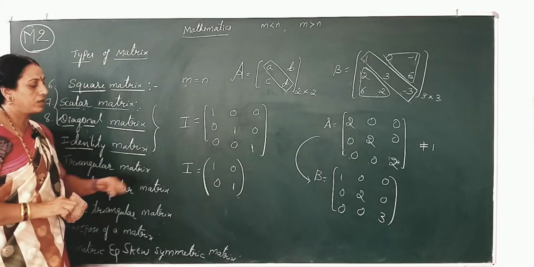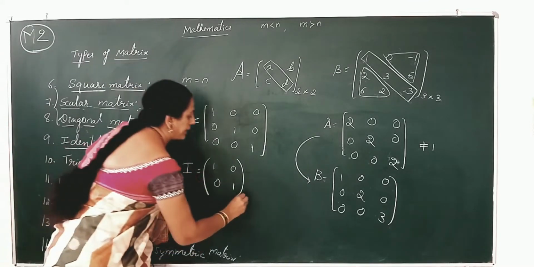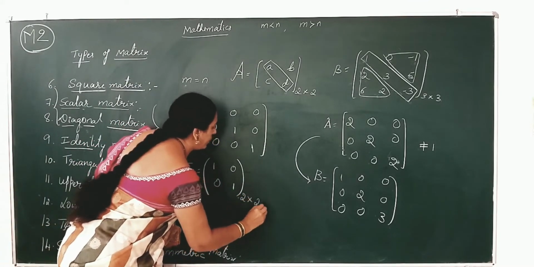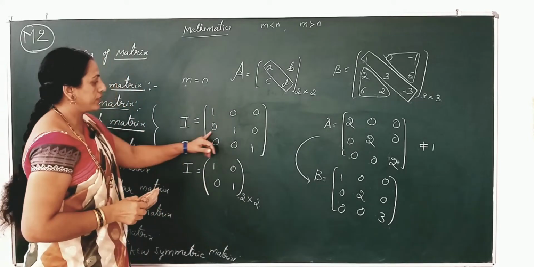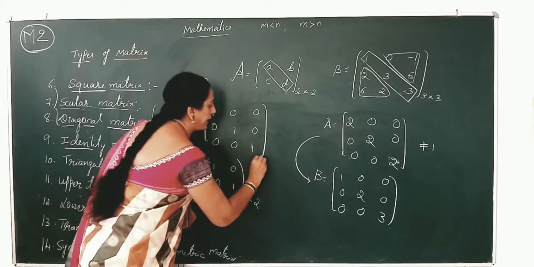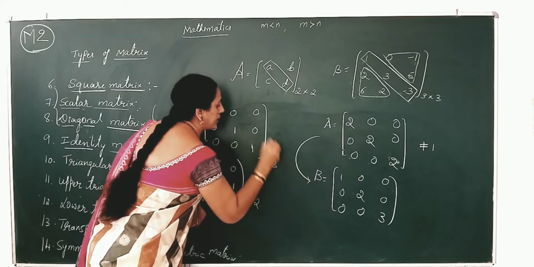1 0 0 1 is an identity matrix in 2x2, and 1 0 0, 0 1 0, 0 0 1 is an identity matrix in 3x3.